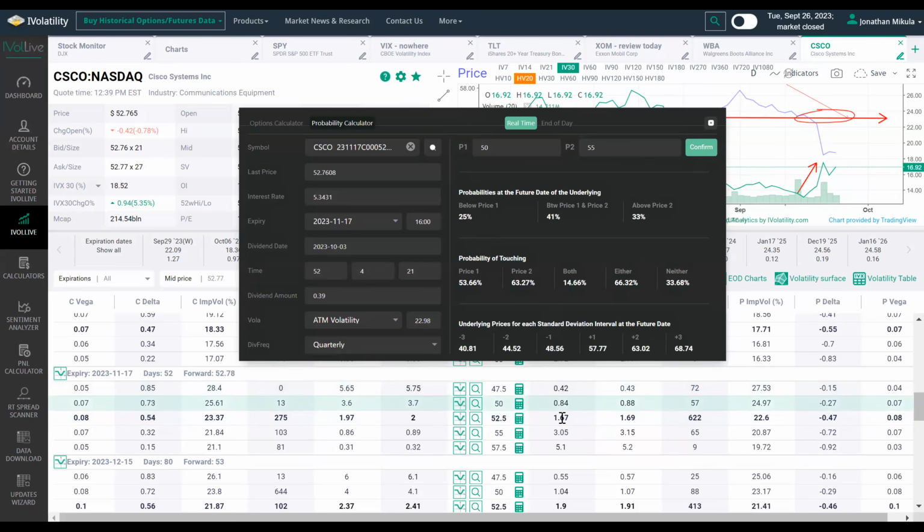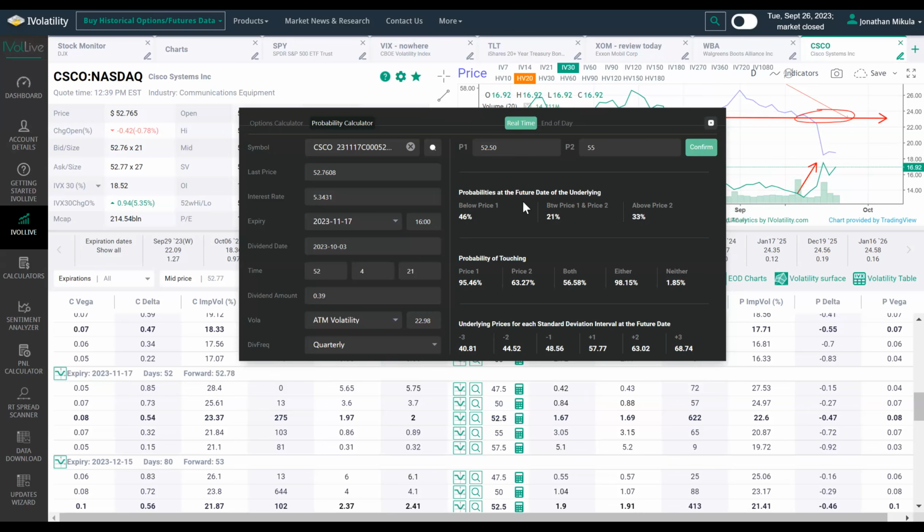right? So as a trader, I just have to decide what kind of risk reward I want. Typically, if it's a company that I'm interested in buying anyway, and I'm bullish on, like I am with Cisco, I don't mind 50-50 odds of being put. So this is right in my sweet spot, this 52.50.